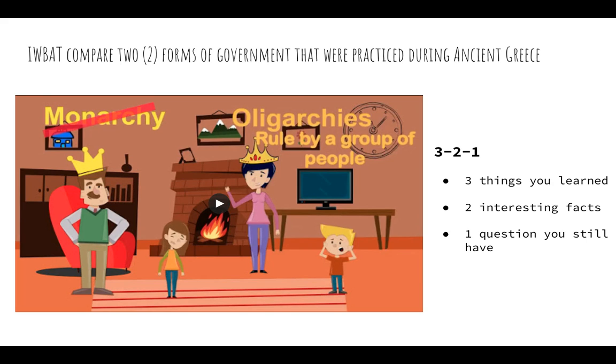When you watch this video, you will see 4 different forms of government. There are 4 different forms of government that you can choose from. You are choosing 2 out of the 4, and you are going to compare them. Keep that in mind when you are looking at this video. And as always, please remember to do a 3, 2, 1. 3 things you learned, 2 interesting facts, and 1 question you still have after watching this video.